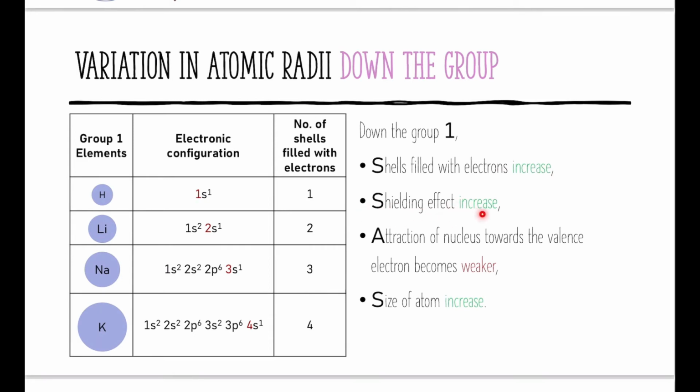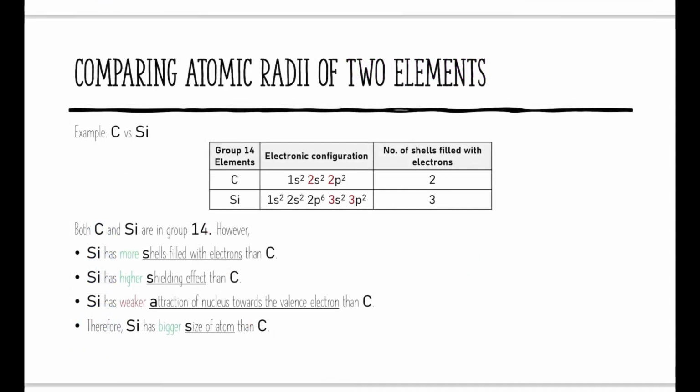Since the shielding effect increases, what happens is the attraction of the nucleus towards the valence electron becomes weaker. You have to remember that if shielding effect increases, attraction becomes weaker. Therefore, the size of the atom increases, or becomes larger, down the group. If the question asks you to compare atomic radii of two elements, again, do not state the general statements. You need to be more specific for the given elements.